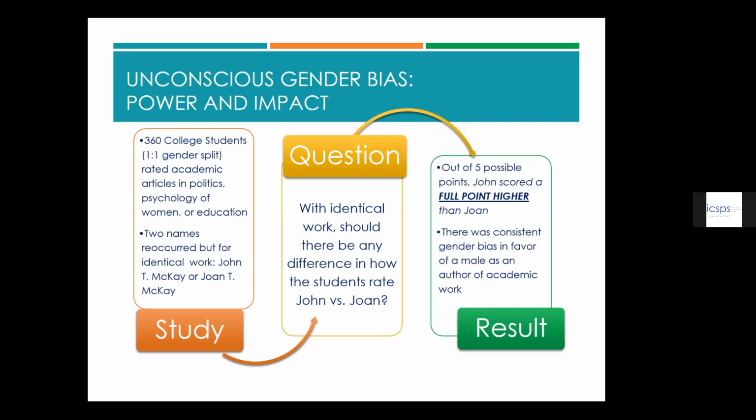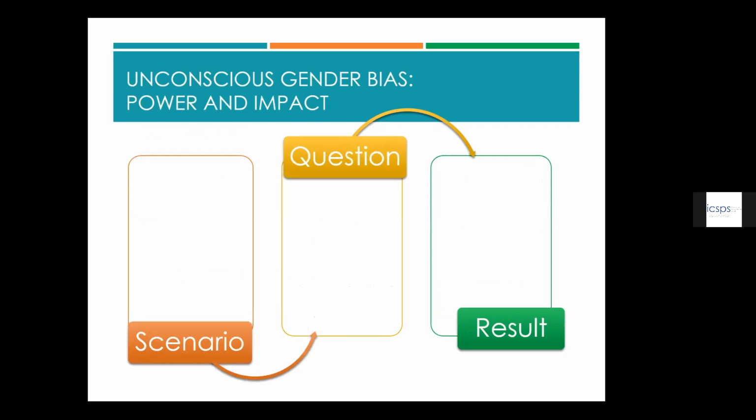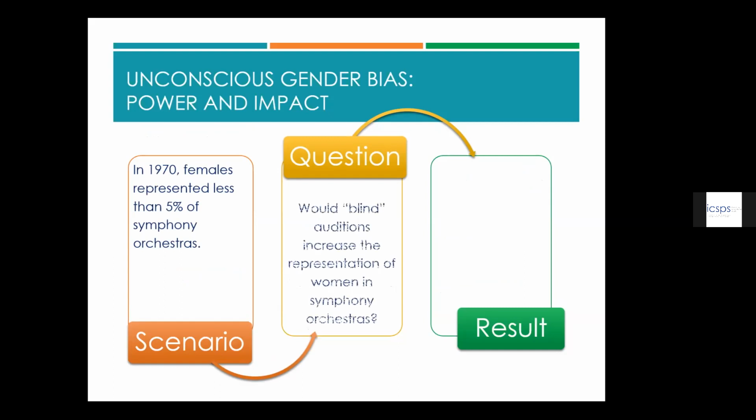We're going to give you another example. In 1970, females represented less than 5% of the symphony orchestras across the world, really. One of the things they wanted to do, and this is from a study done back in 1997, and I know that's a little dated, but it's still important, just a fun little note to think about. The number of female orchestra players increased less than 5% from 1970 into 1997.